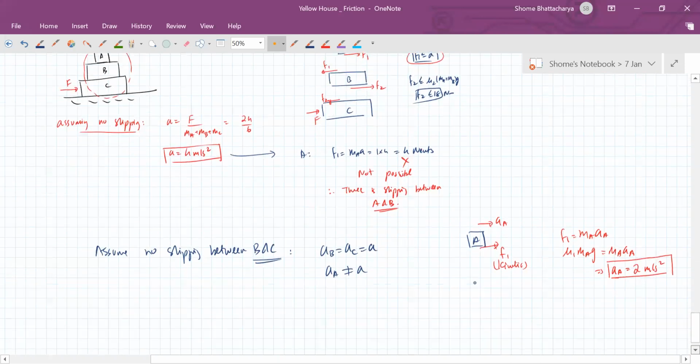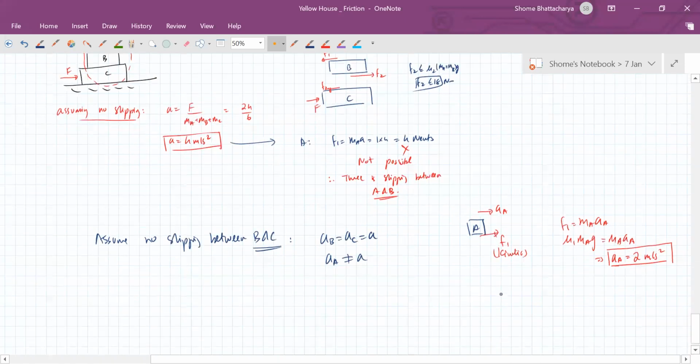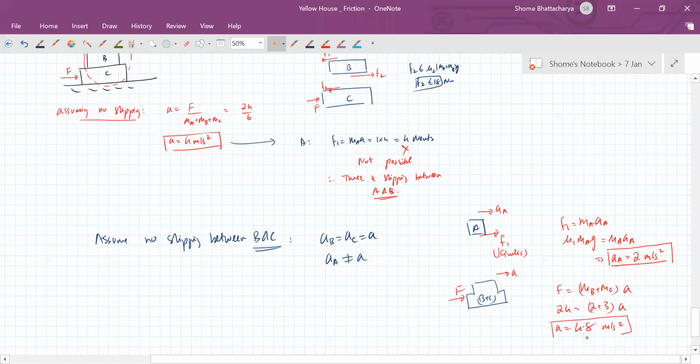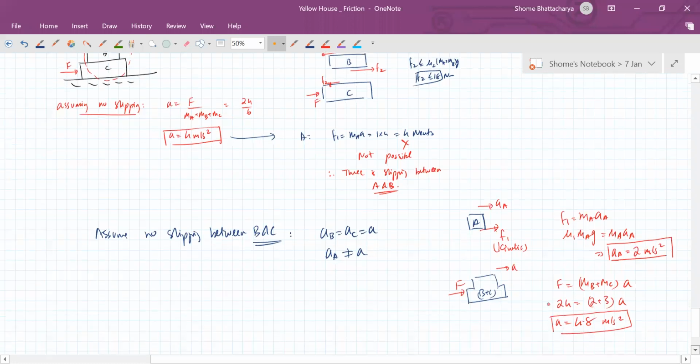we can take a combined free body diagram because we are assuming they are moving together. So on this combined free body diagram, there's only one horizontal force. So we have F is equal to this. Okay. So 24 newtons is equal to 5A. So A should come out to be 4.8 meters per second square. Now we have to check friction.